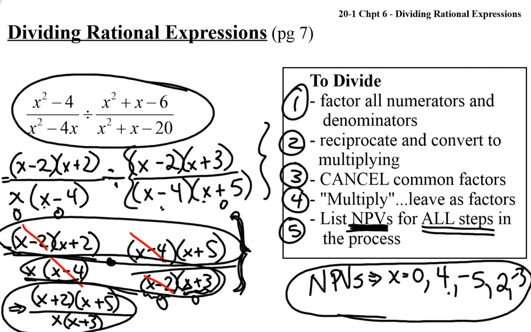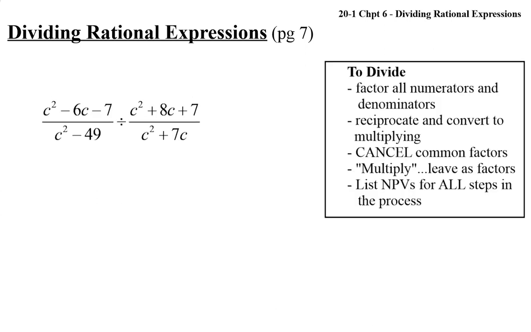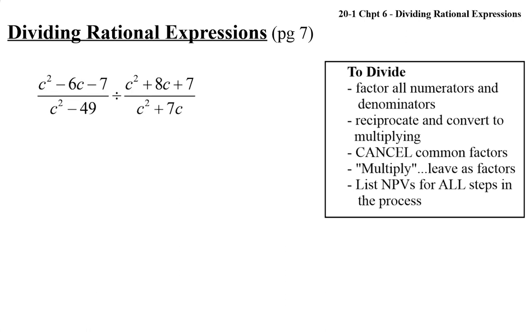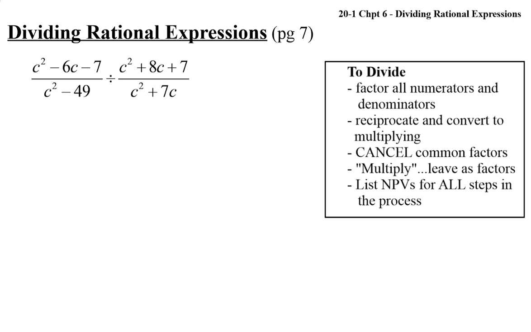So let's take a look at a couple more. Here we go. Now this time we have c squared minus 6c minus 7 over c squared minus 49 divided by c squared plus 8c plus 7 over c squared plus 7c. So what we're looking at here, the steps: factor all numerators and denominators. You might want to stop the video, give it a try. Otherwise, follow along one more time.